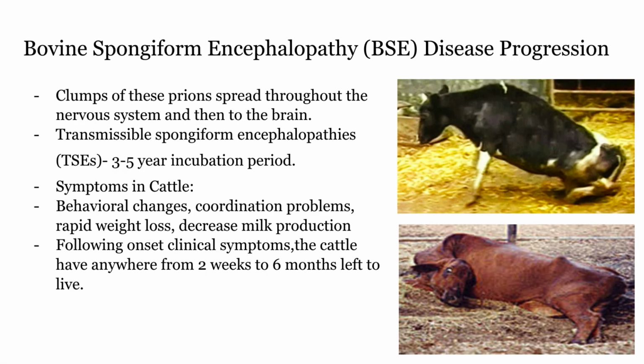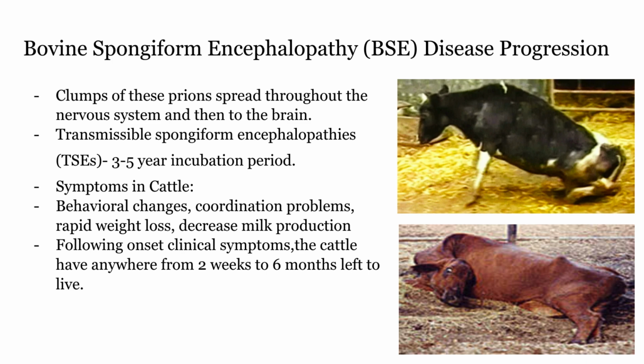So, about the disease progression of mad cow disease. Clumps of these prions, once they spread throughout the nervous system and then to the brain, the central nervous system just starts slowly being degenerated over a long period of time. This incubation period can take 5+ years sometimes. It just causes the brain and nervous system to wear down and cause those sponge-like holes that we saw, and causes severe behavioral changes.